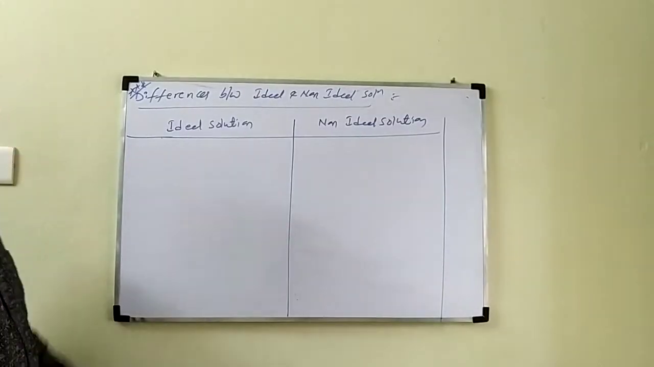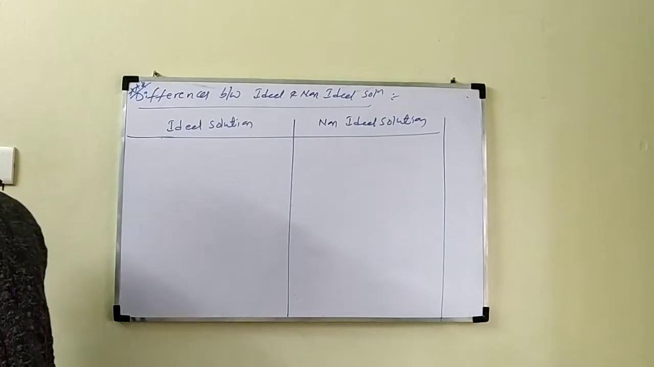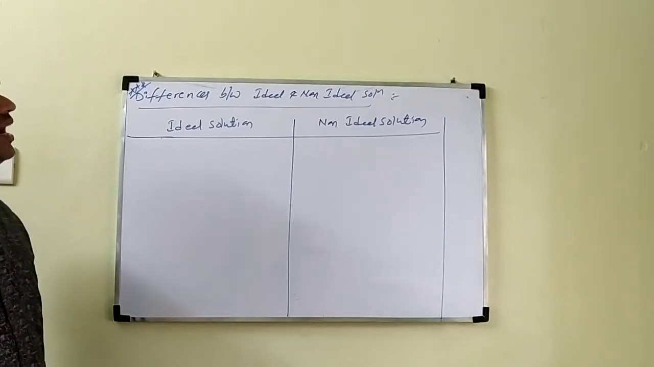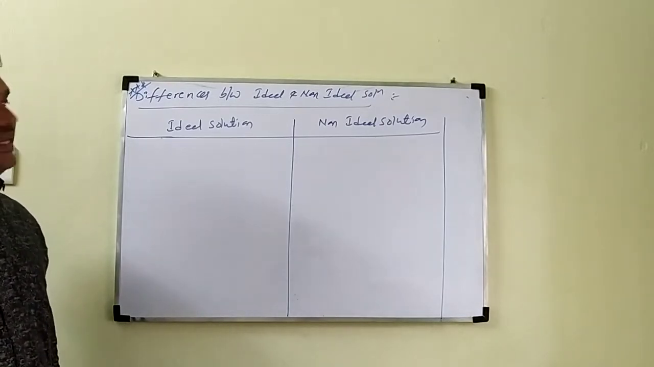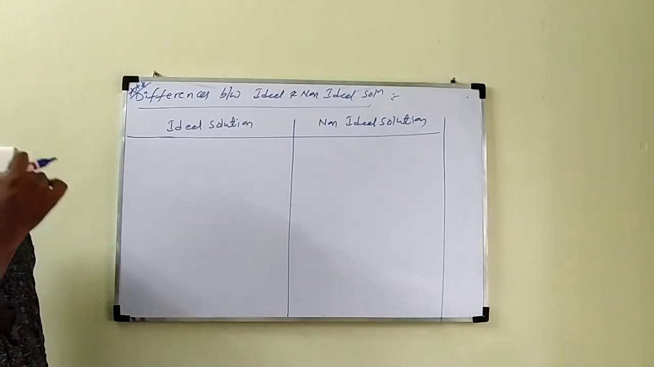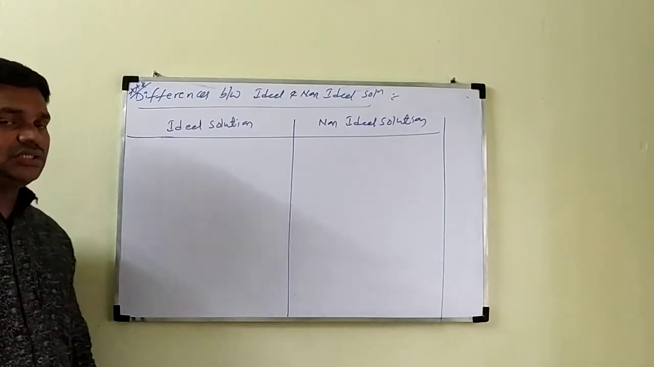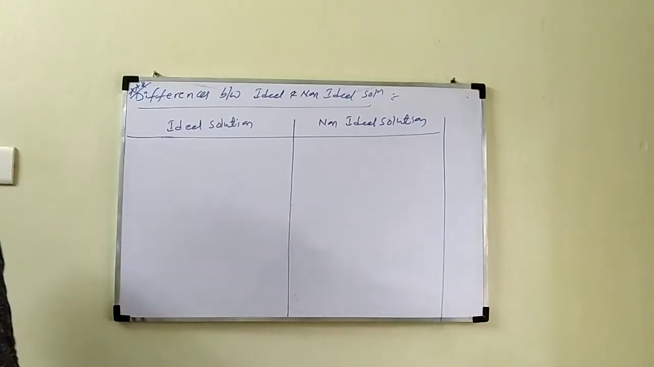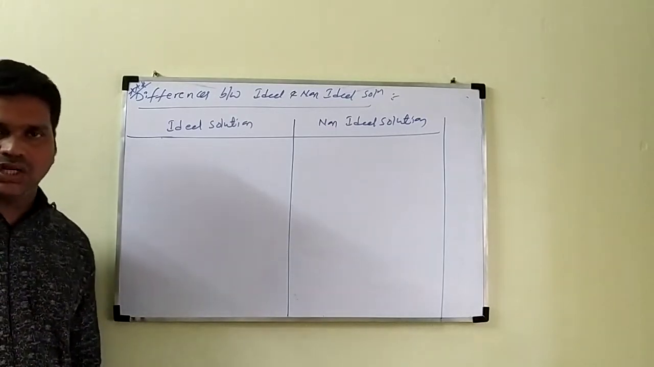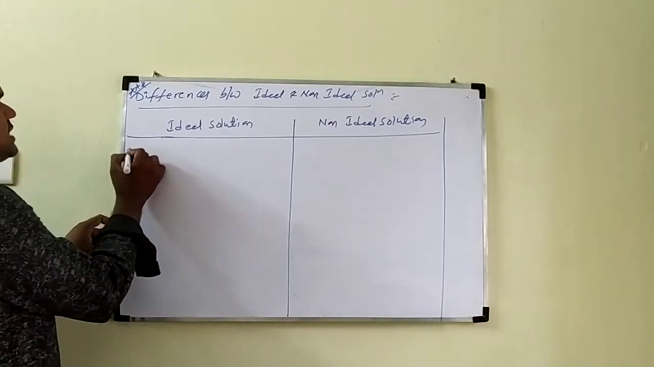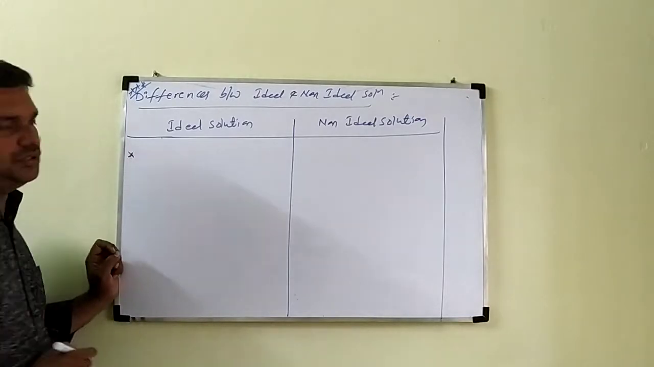So the next, very important for the board exam: differences between ideal and non-ideal solutions. They are asking for 2 marks in the exam. So we can draw one table and discuss the points related to which one? Ideal and non-ideal solution only. Let us see the first point. What is the definition of ideal solution?